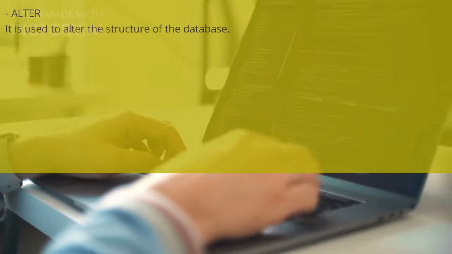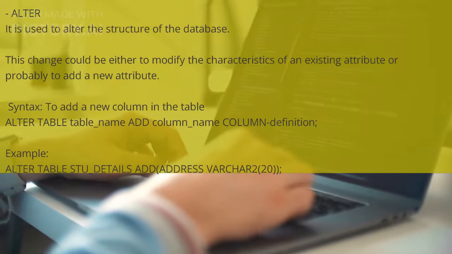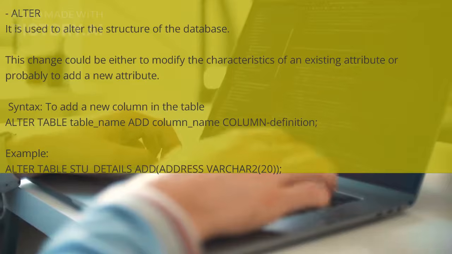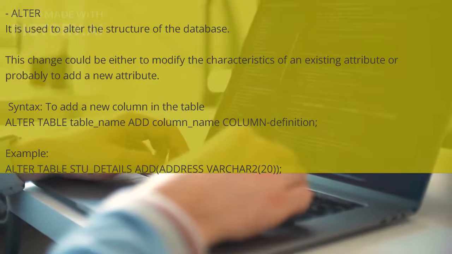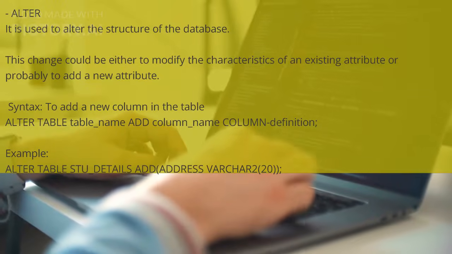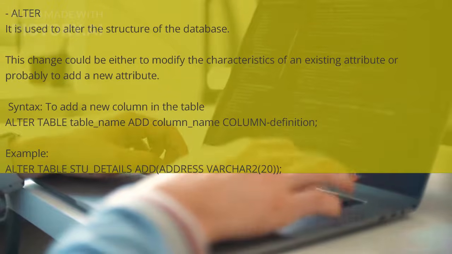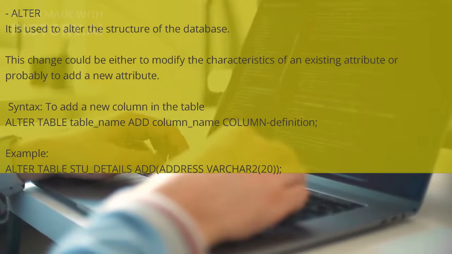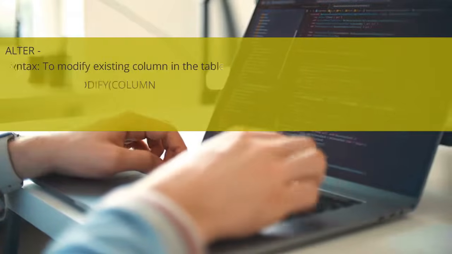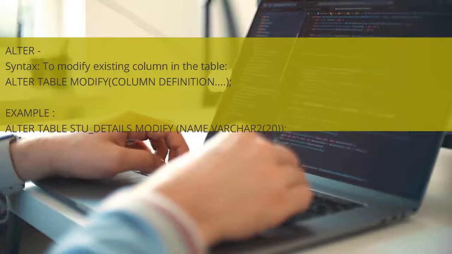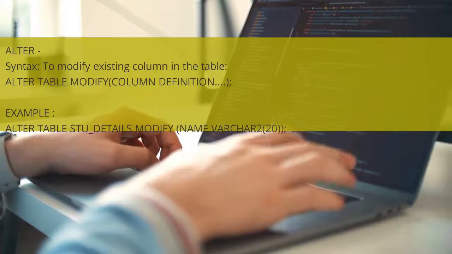Alter. It is used to alter the structure of the database. This change could be either to modify the characteristics of an existing attribute or probably to add a new attribute. Syntax to add a new column in the table: alter table table_name add column_name column_definition. Example: alter table stu_details add address varchar2(20).